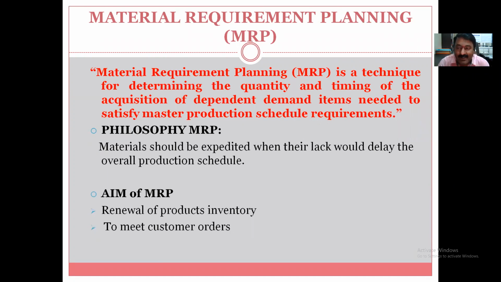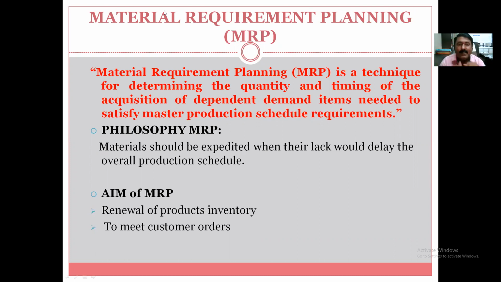We will discuss it in a simplified way. So MRP is a technique for determining the quantity and timing of the acquisition of dependent demand items. So what quantity is required, at what time it is required. It is everything about the requirement of material: what quantity is required, and when it is required, to satisfy the master production schedule requirement.